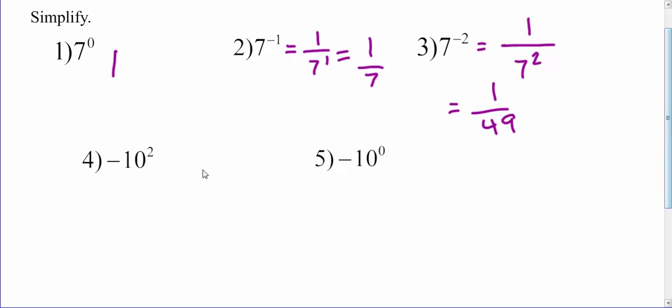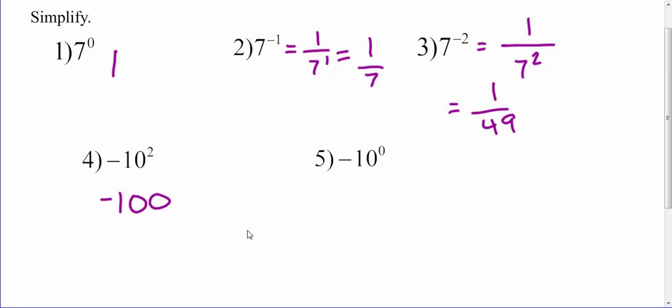All right, now sometimes we'll get negative numbers. We have to be really careful with order of operations here. Do remember that when we talk order of operations, we know that exponents happen before addition or subtraction. Okay, so what I need to do is consider that negative just to be its own thing. I'm going to leave that out in front. 10 squared is 100, so negative 10 squared is negative 100.